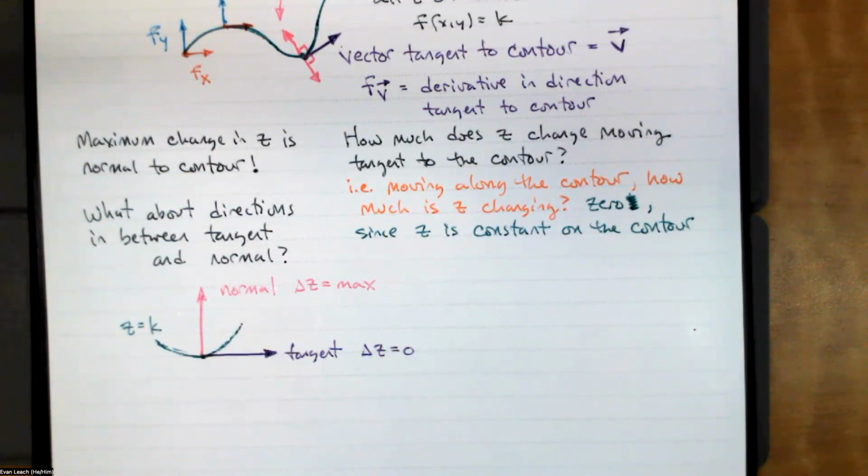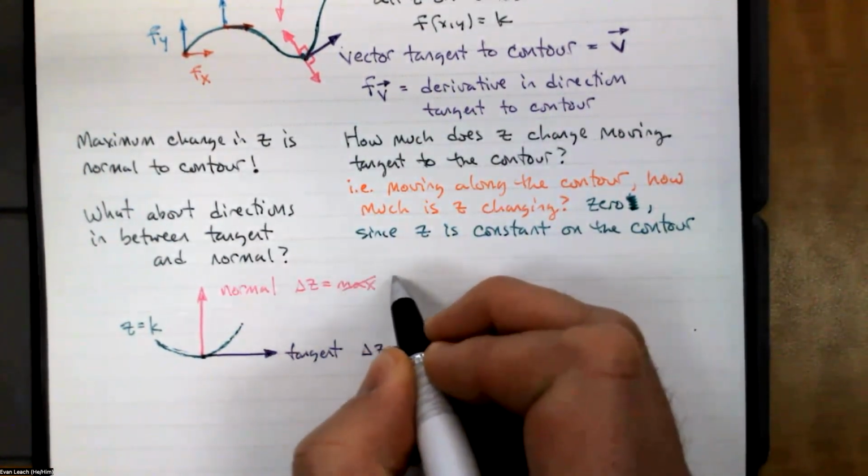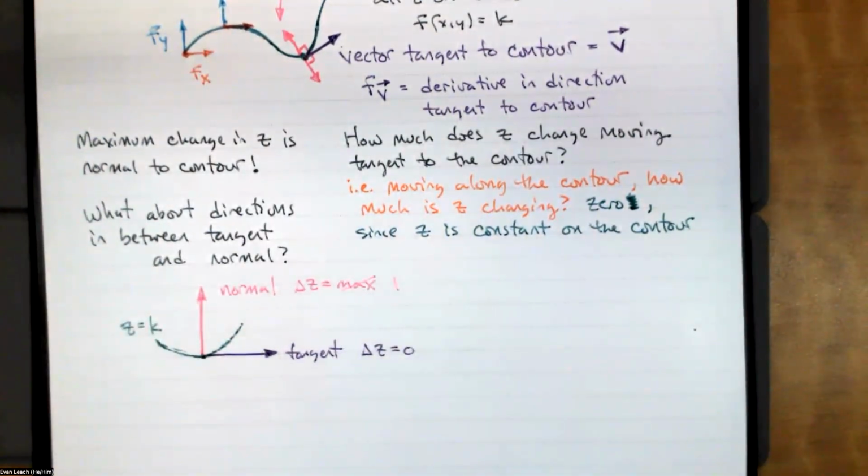Tangent is 0. Normal is maximum. I'm going to cap the maximum at 1 because if it's going to be more than 1, we'll just multiply our way out of it. No one ever challenges that, so we're good. So instead of max, I'm just going to call this 1. And if it's 50, we'll just scale it up. So we're going to scale what can happen to be between 0 and 1.